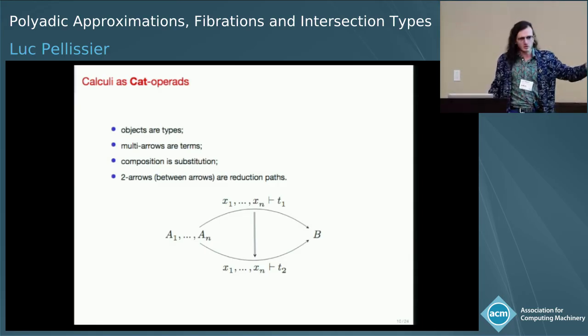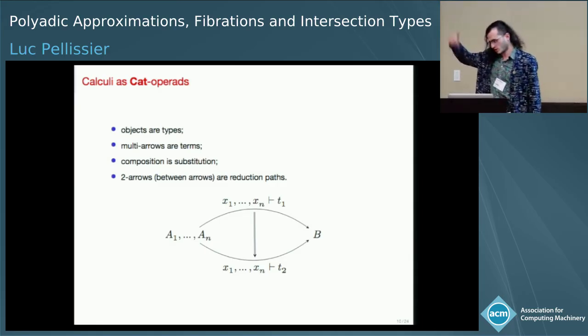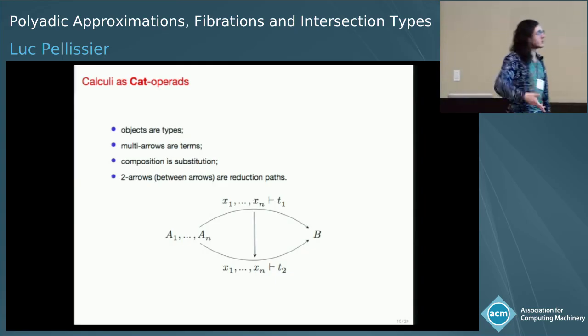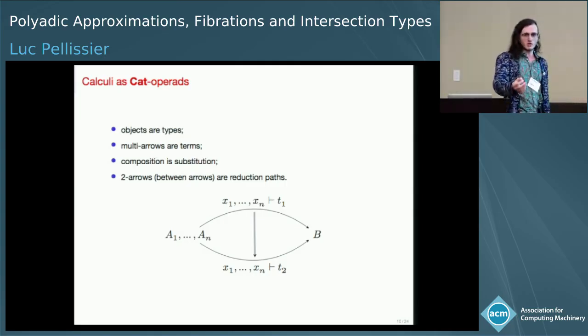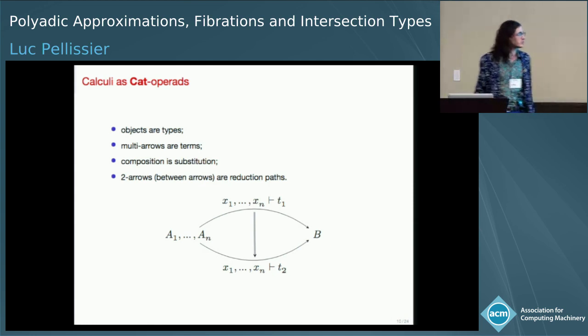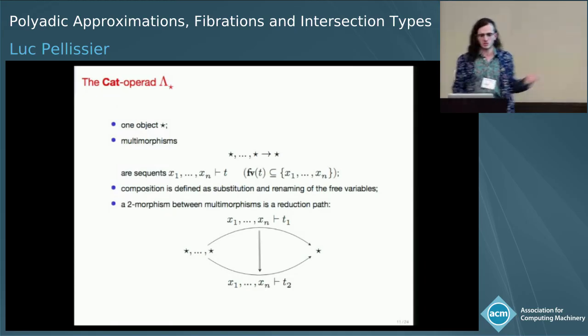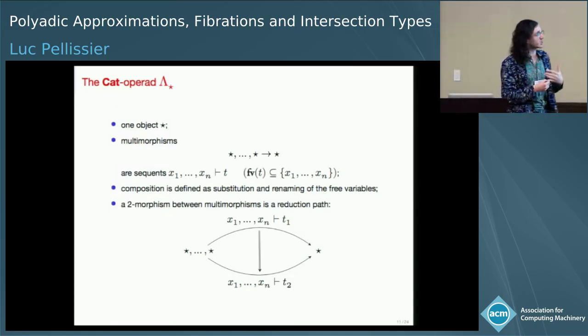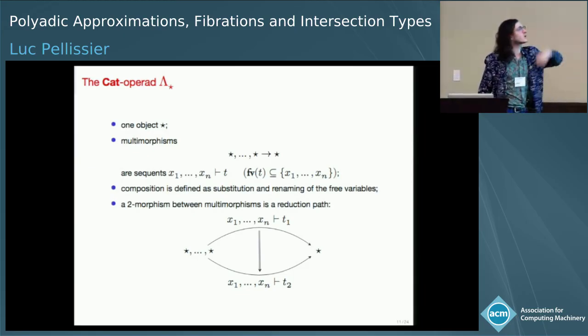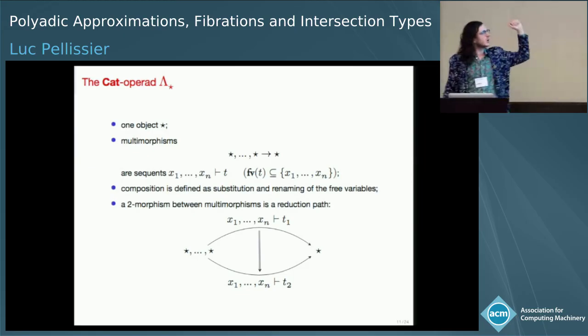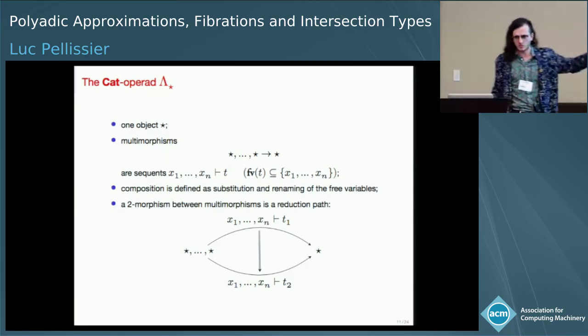In a cat opera, there are also two-arrows between the multi-arrows. If you think of it as a calculus, the objects are just types, the multi-arrows are just terms with their free variables, and the two-arrows are reduction paths. For instance, we can consider the untyped lambda calculus as a cat opera. It only has one object, the absence of type. Multimorphisms are just terms with fixed free variables, composition is substitution, and a two-morphism is just a reduction path.